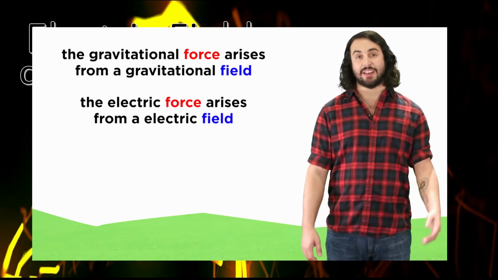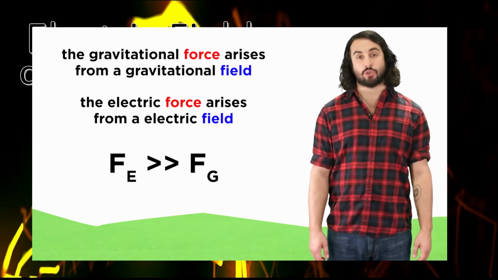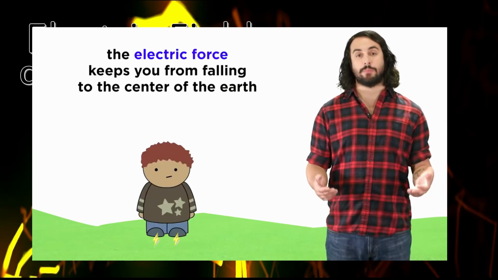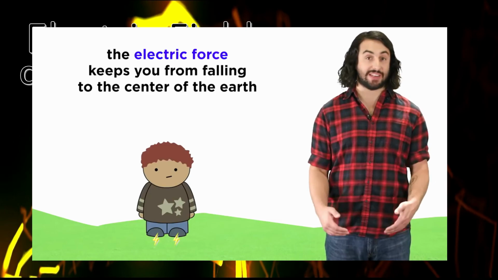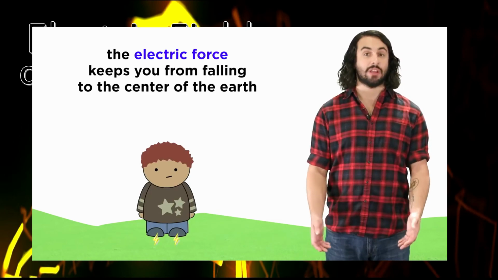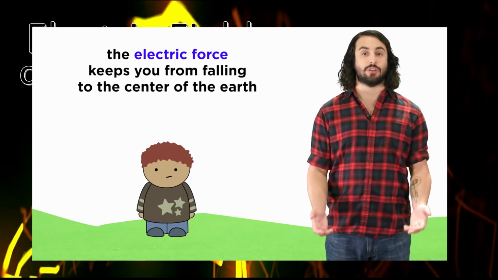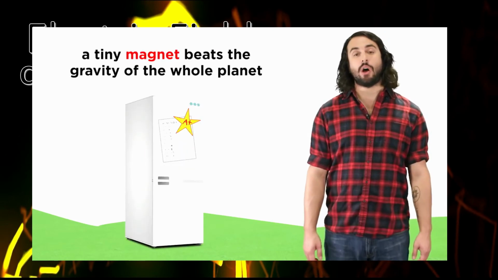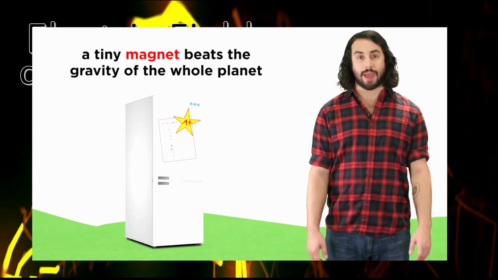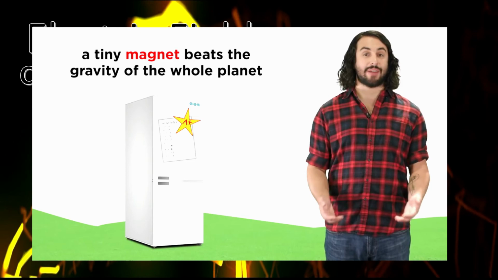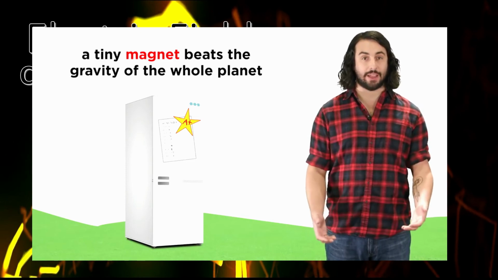However, as we said, the electric force is much stronger than gravity. This is evidenced by the fact that the repulsion between particles in your feet and particles in the ground is more than strong enough to keep you from plummeting towards the center of the Earth. We can also use a cheap refrigerator magnet to keep a piece of paper on the fridge against the gravitational pull of the entire planet.